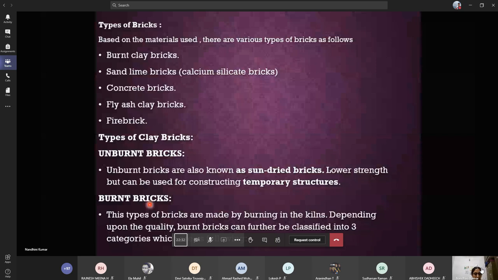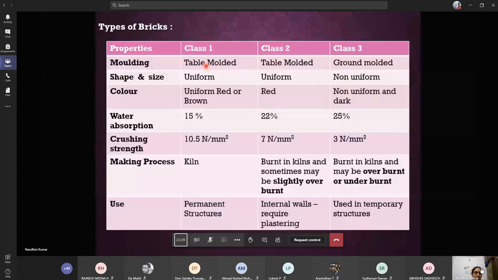Burnt bricks are made by burning in kilns. Depending upon the quality, burnt bricks can be classified into 3 categories. We'll see the properties of class 1, 2, 3, the 3 different classifications of burnt bricks. Upon molding, they are table molded, ground molded. Shape and size for class 1 and 2 are uniform. Class 3 is more or less not uniform because it is going to be handmade.